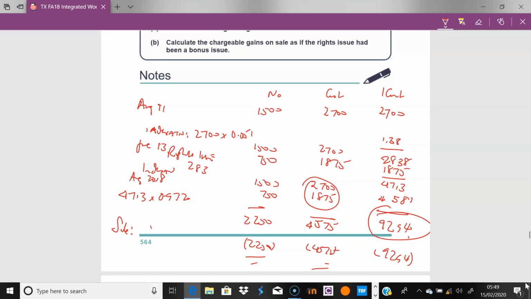So I sold all of them for 11,250 and literally minus the 9294, and I will get my gain of 1956. Ultimately, this is what I'm trying to get rid of, isn't it?